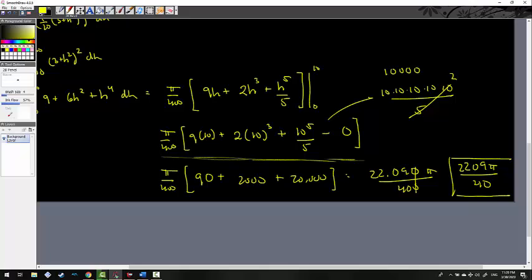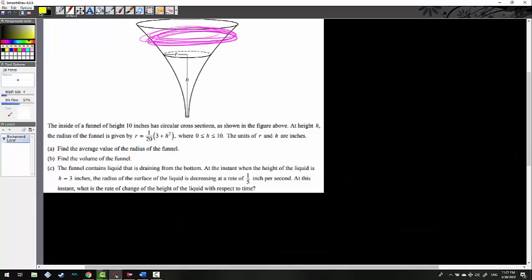All right, let me clean up the board real quick, and then we will move on to part C. All right, we've got a nice clean board that we're working at.